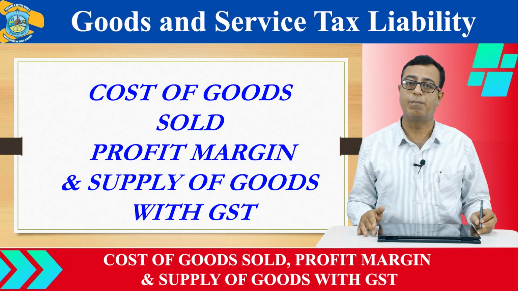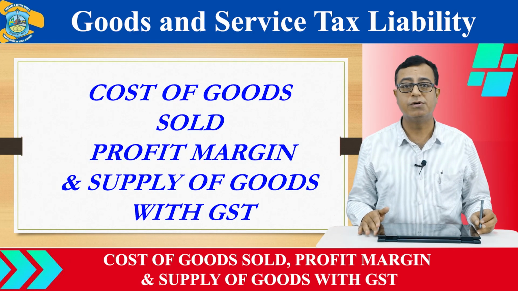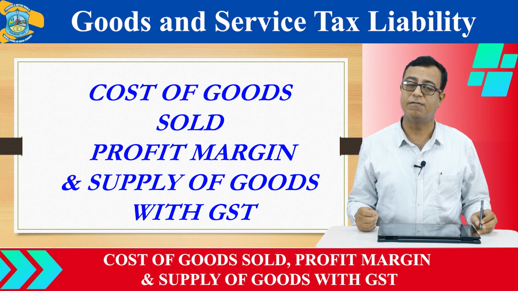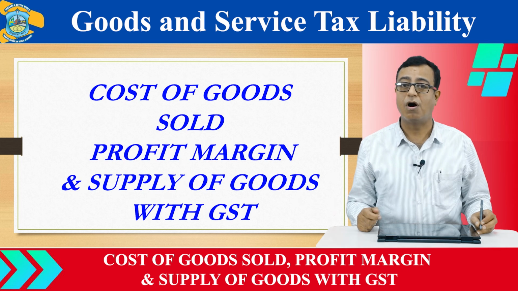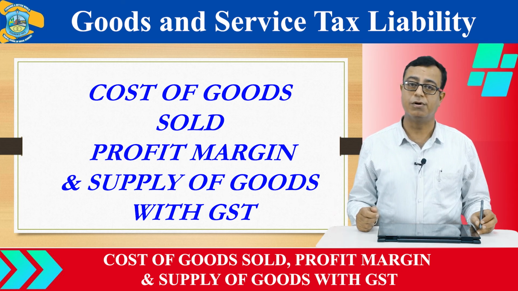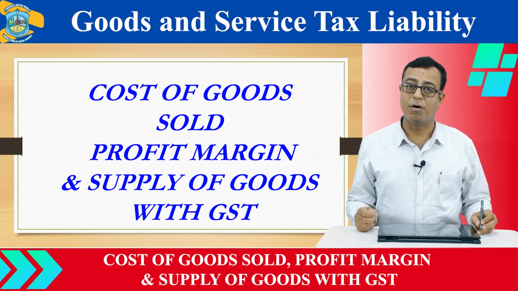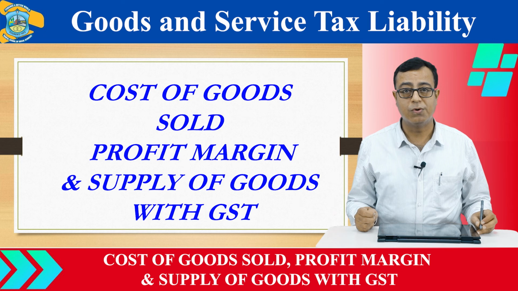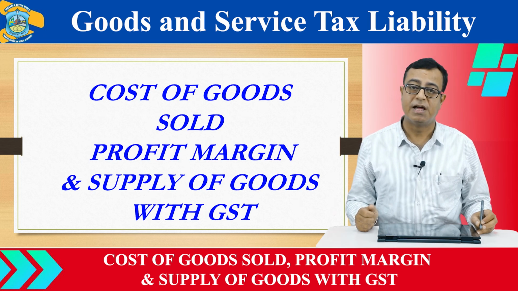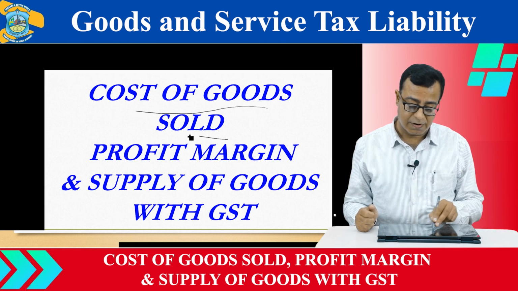Here we have our third session for the calculation of practical problems of goods and services tax liability. In the first two sessions, we already covered input tax credit, all the calculations related with input tax credit, and we already covered the calculation of GST liability on the supply of goods with exclusion and inclusion. Now today we are starting a new problem with cost of goods sold, profit margins, sales, and the calculation of GST with all these three different topics.